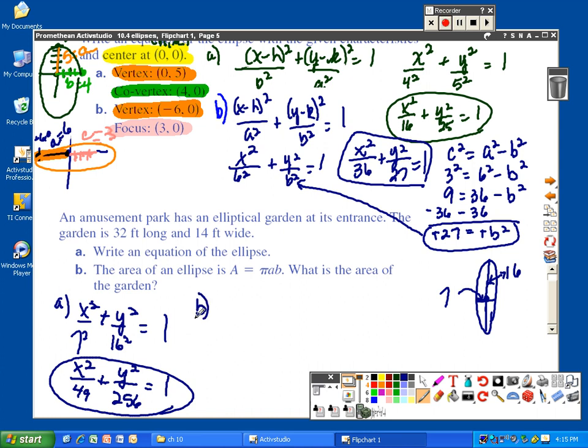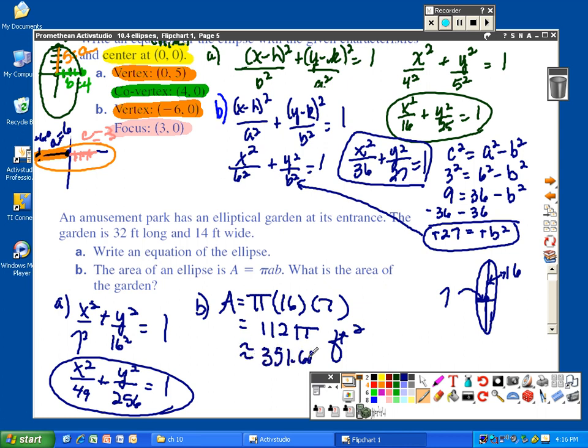The area equals pi times A is 16 times B is 7. 16 times 7 is 112 pi feet squared. And if you want to approximate that, 112 times 3.14, it's approximately 351.68 square feet. Exactly 112 pi, approximately 351.68.